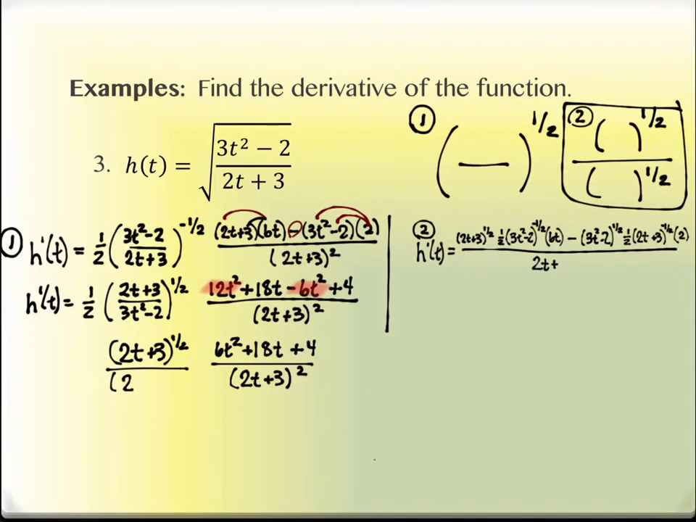And then we have 3t squared minus 2 to the 1/2. It's probably also worth noting that that 1/2 that's being multiplied does have the ability to simplify. Can you see how?